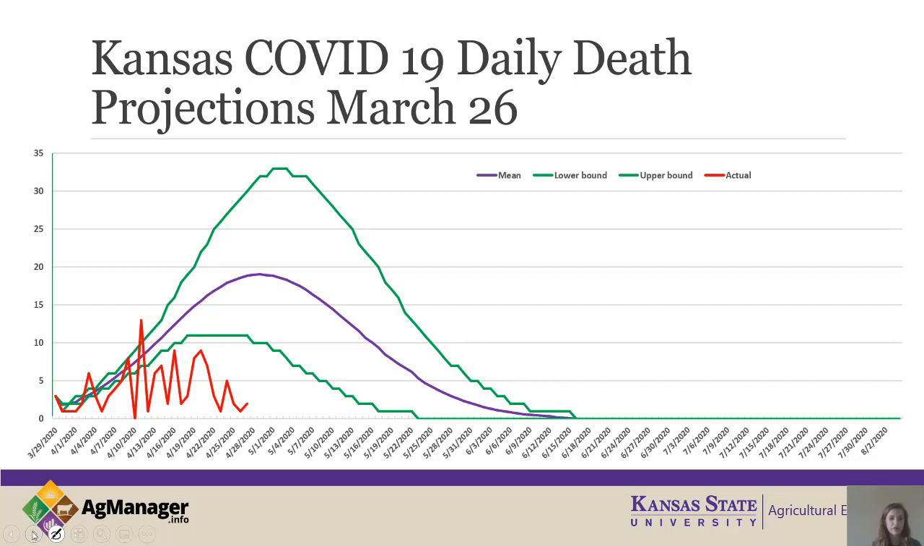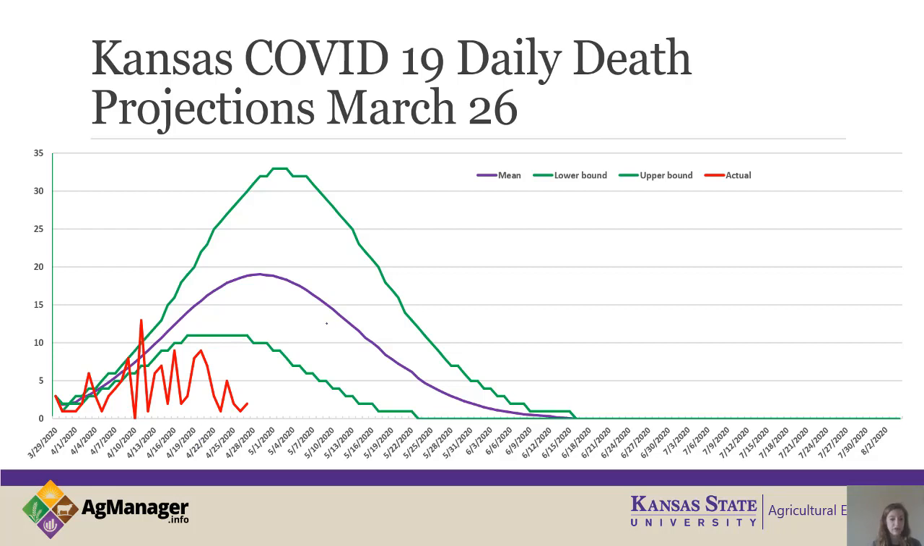So to start off, we're going to look at the Kansas COVID-19 daily death projections. Here, this purple line is the mean projected daily deaths, what IHME was expecting the mean death to be in Kansas per day on March 26th. And then these green lines here mark the upper and lower bound of the forecast. So essentially the bounds say with 95% confidence that the actual data will fall between these 2 means.